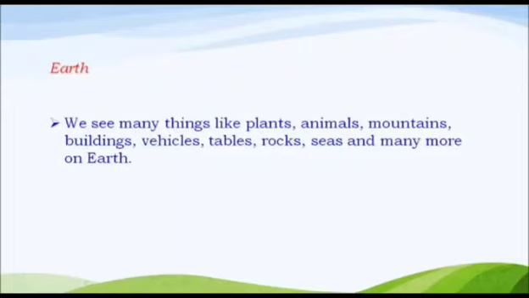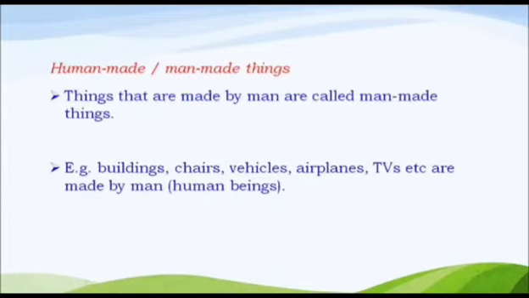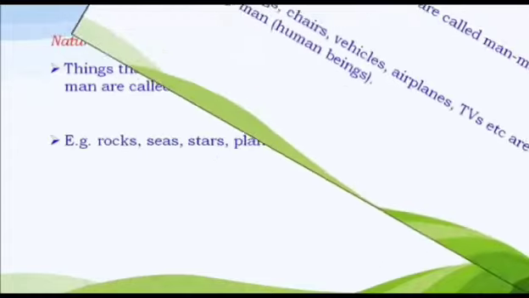Earth is our planet. We see many things like plants, animals, mountains, buildings, vehicles, tables, rocks, seas, and many more on Earth. Human-made, man-made things. Things that are made by man are called man-made things. For example, buildings, chairs, vehicles, airplanes, TVs, etc. are made by man. So these things are known as man-made things.